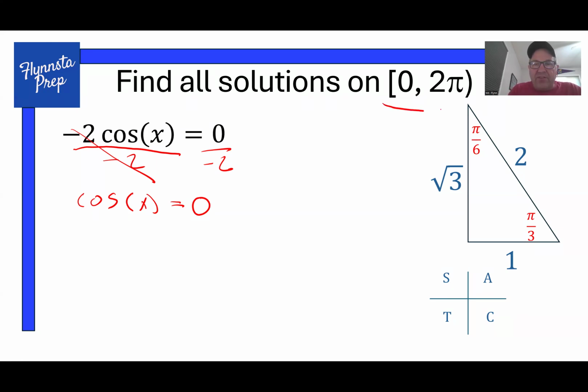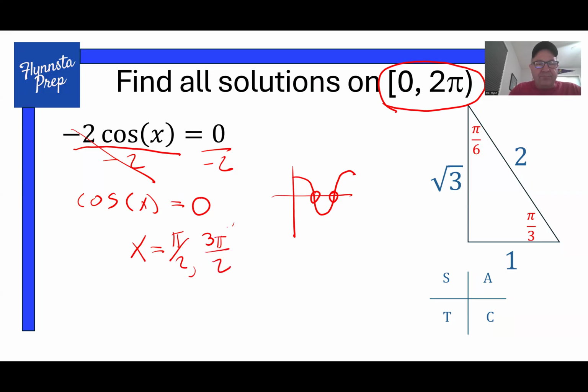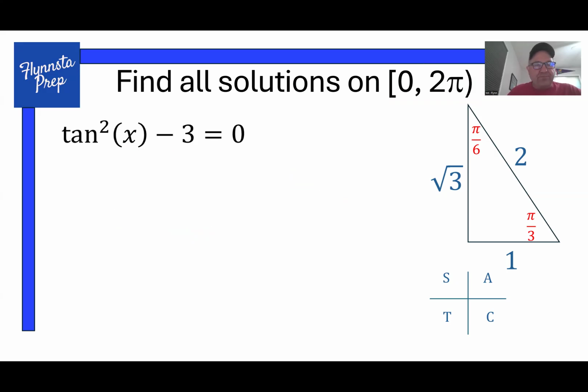And again, we're going to be staying on this domain, okay? So if I think of the graph of cosine, when does it equal 0? At these two places. So we would have pi over 2 and 3 pi over 2. And that's it. These are just a good way of practicing our trig values. I think that's going to be the most difficult part. Solving the equation is not difficult, but getting the trig values will present some challenges. So let's look at another one.